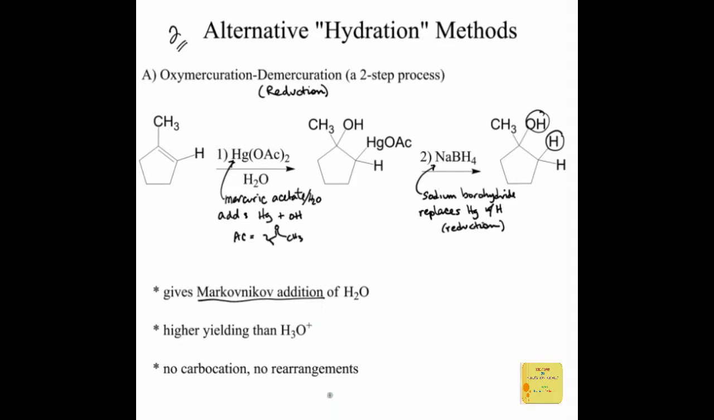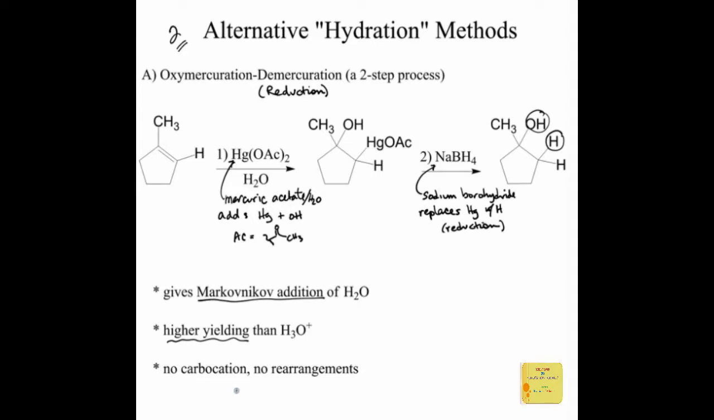Now, why do we need an alternate way? Because we already have H3O+. Well, it turns out that this is going to be higher yielding, so in the laboratory this just works better than H3O+. There are a lot of other functional groups that react with H3O+ or might not be stable to those reaction conditions, so these are alternative reaction conditions.